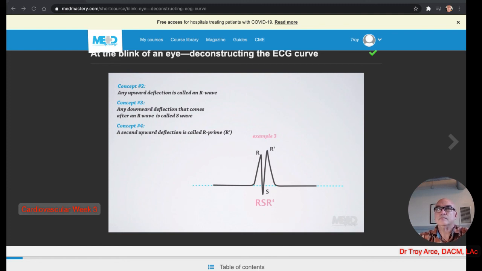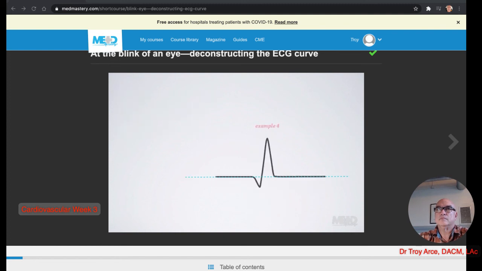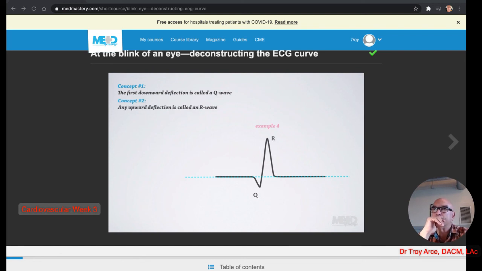Okay, so let's try another one. Again, pause the video and try for yourself. Then come back and see how you perform. Okay, so let's see the solution. According to concept number 1, the first downward deflection is called a Q wave. According to concept number 2, any upward deflection is called an R wave. So we have a QR pattern here.